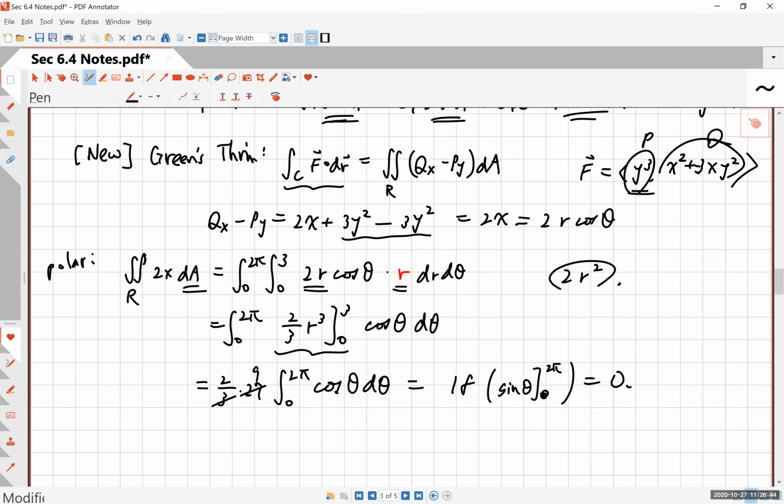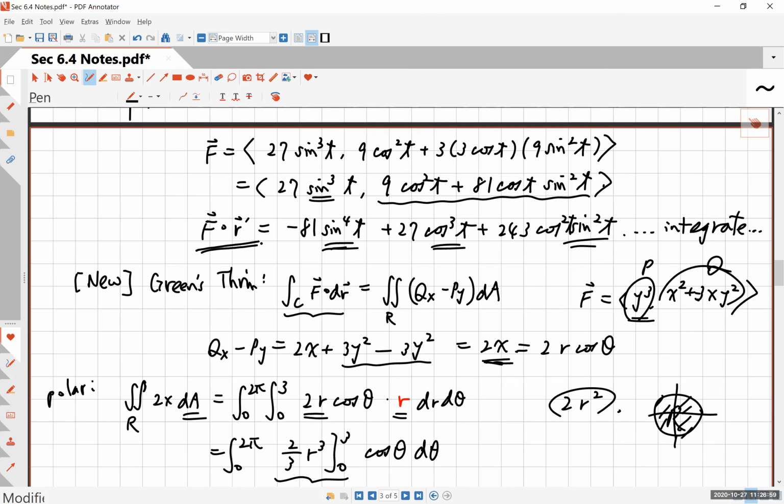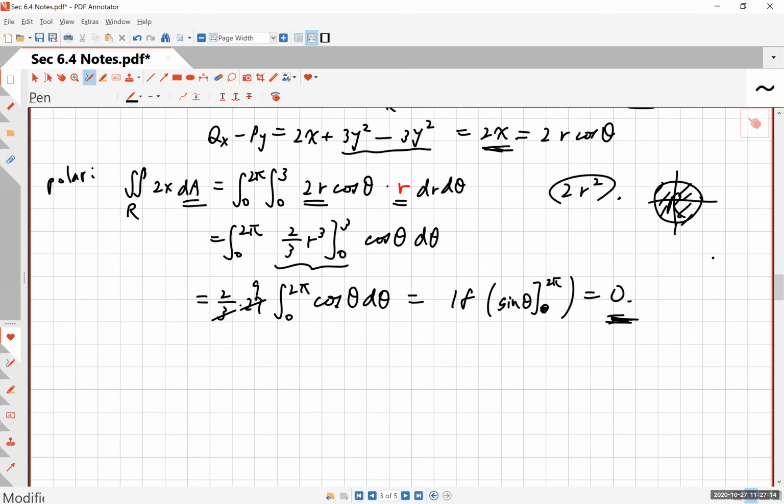And you may have noticed as soon as you got this very symmetric region R, this side is positive, this side is negative, they cancel each other, the answer must be 0. So the answer is 0. And if you go this way, the answer would be 0 also, but it's much more difficult to evaluate. Okay, so that is the power of Green's theorem, and you can do things in a much shorter way.